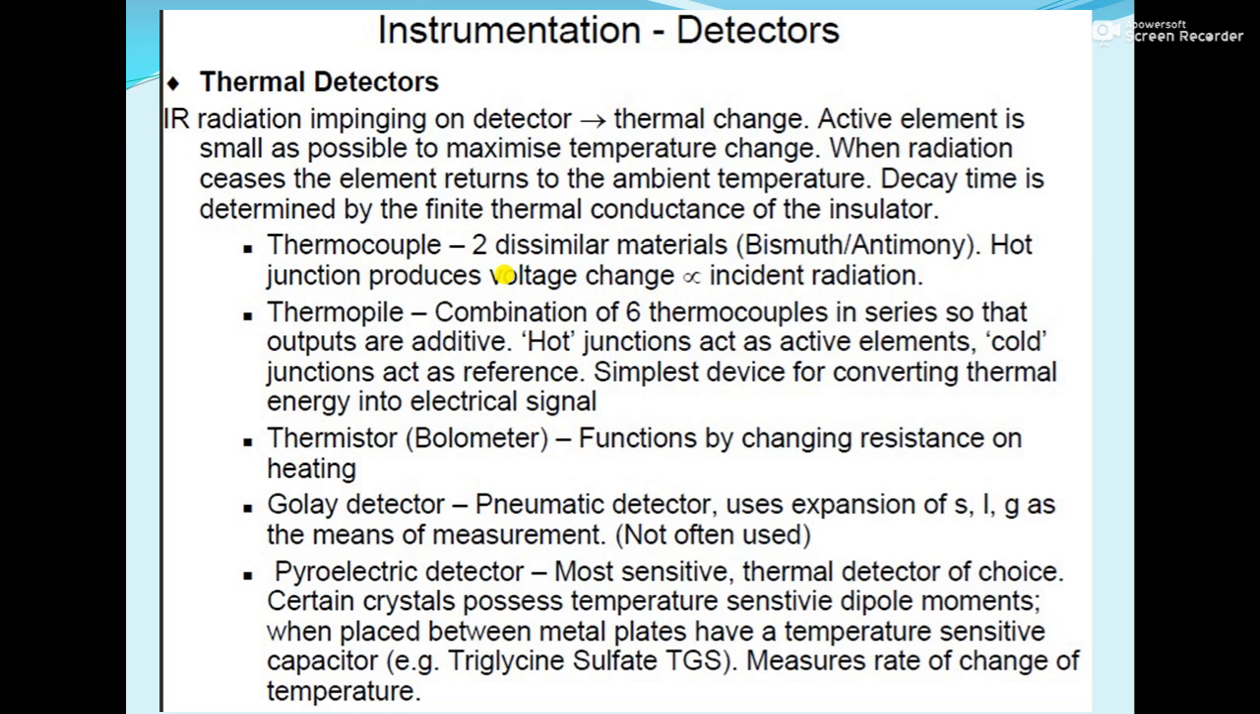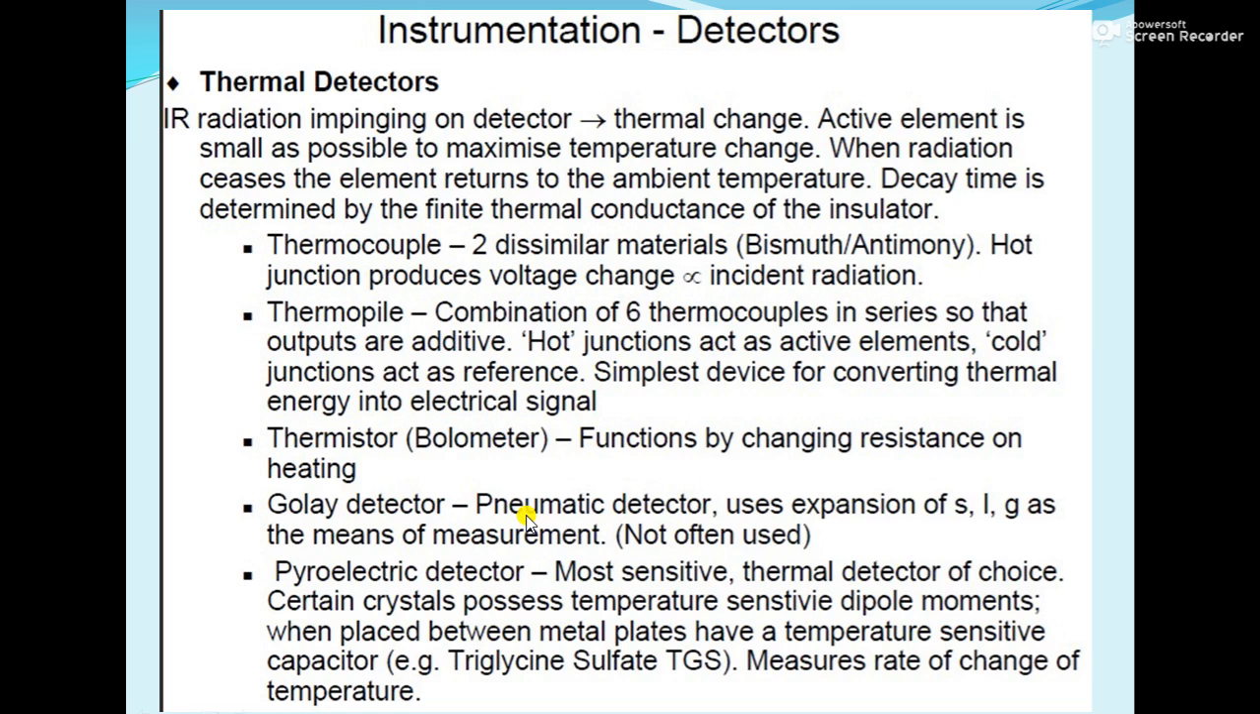Suppose we talk about the bolometer. Platinum or nickel is used in the bolometer, and it is a type of resistance thermometer used to measure weak thermal radiations. With the help of the bolometer, weak thermal radiations can be detected, and the change in resistance is observed due to the change in temperature.